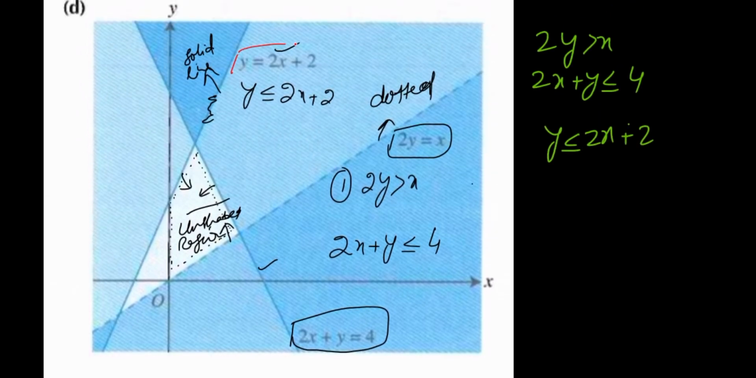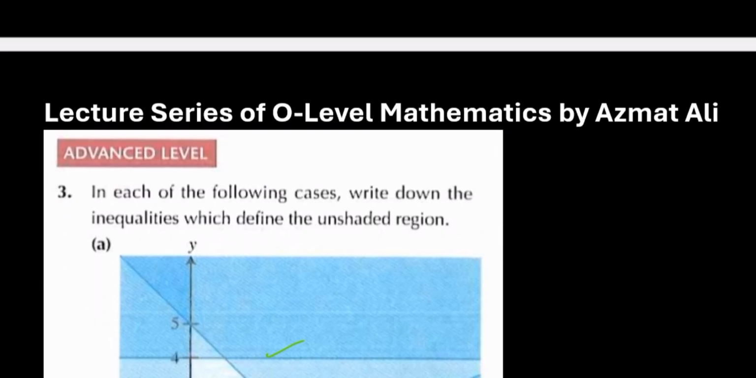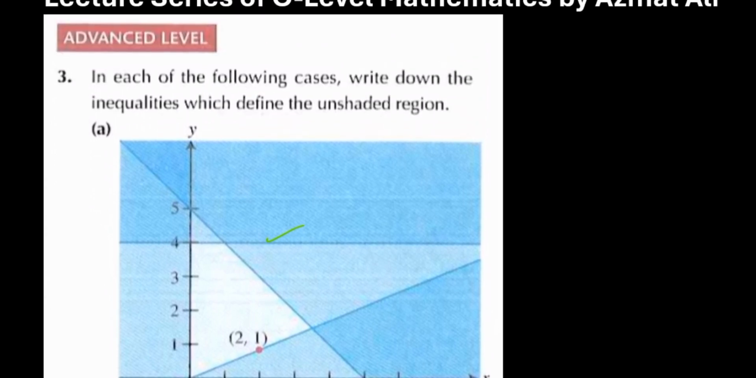As you can notice, y is equal to 2x plus 2, this is the equation of this line. 2x plus y, this is the equation of this line. So in question number 2, the equation of each line is given. Now in this question, firstly we will find the equation of each line, and then we will find the system of linear inequalities that describe the unshaded region. So in each of the following cases, write down inequalities which define the unshaded region.